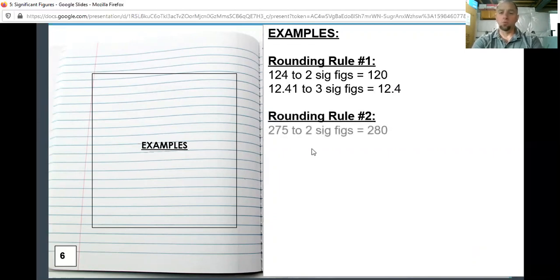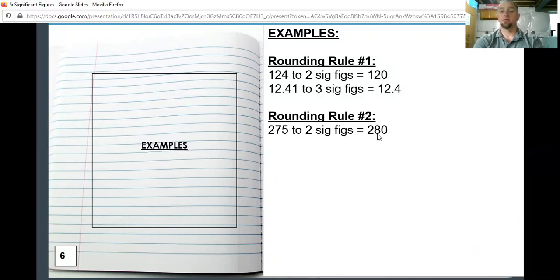All right, rounding rule number 2: 275, if I wanted to round that to 2 significant figures. I look at the second significant figure, which is 7, and then move 1 place to the right, which is 5. If it's a 5 or higher, I round it up. In this case, we round that up, which means we carry the 1. We'll round that up to a 10. Carry the 1, we end up with 280, as we round up that 7.